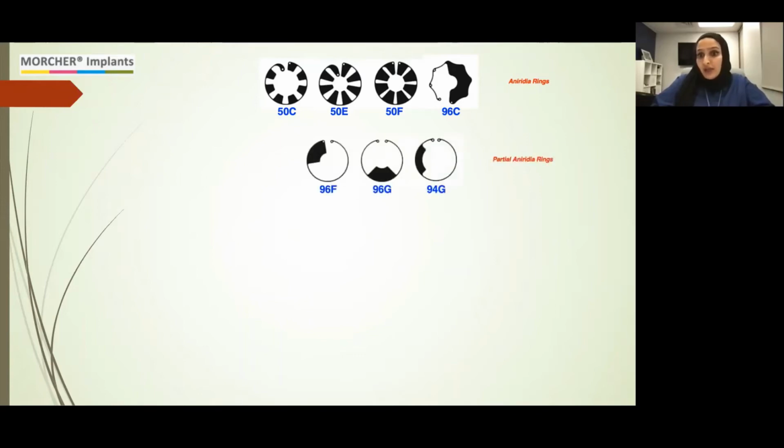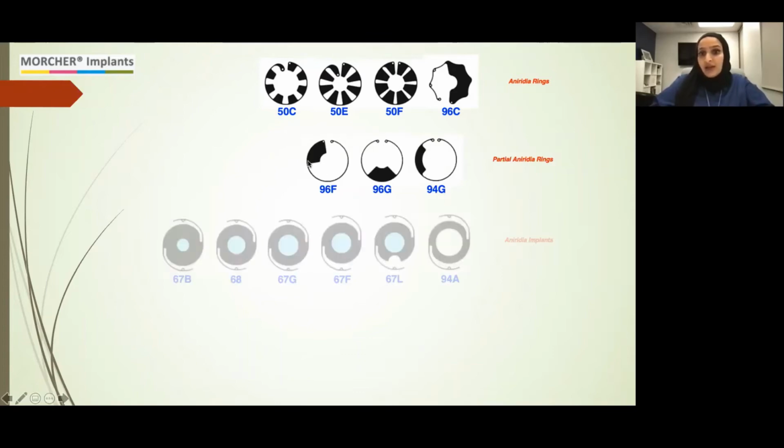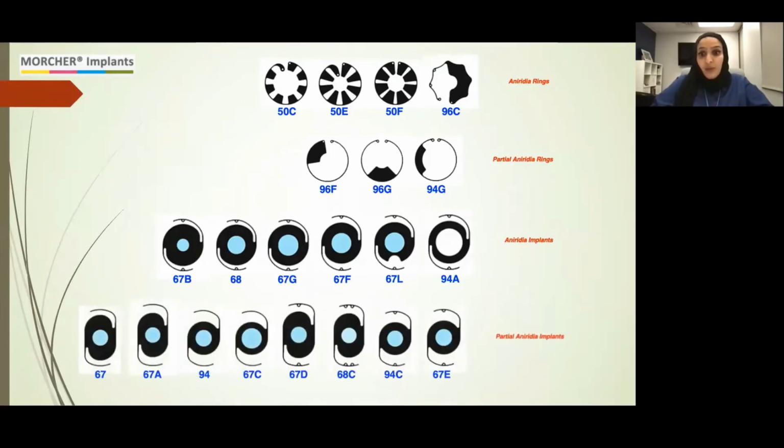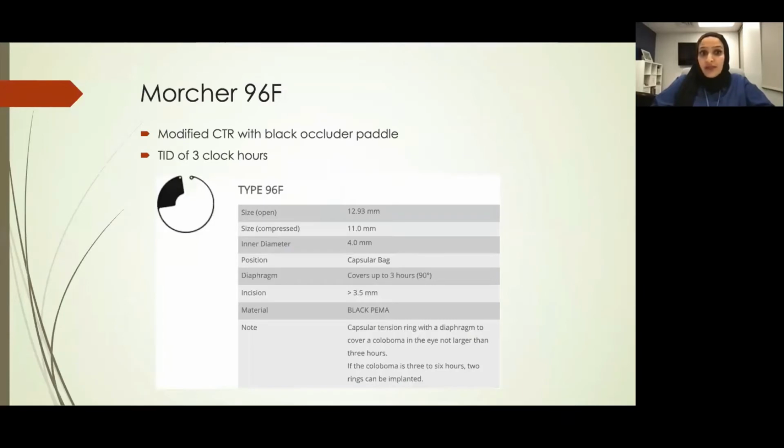Partial aniridia rings, where it covers a limited area of iris defects. Aniridia implants, which are basically lens iris diaphragm. It has eyelets that it can be sutured to the sclera. It solves 2 problems. It can help with aphakia, and it helps with the aniridia portion. Partial aniridia implants, many implants. I won't go through all of these. I'm going to go through the main ones.